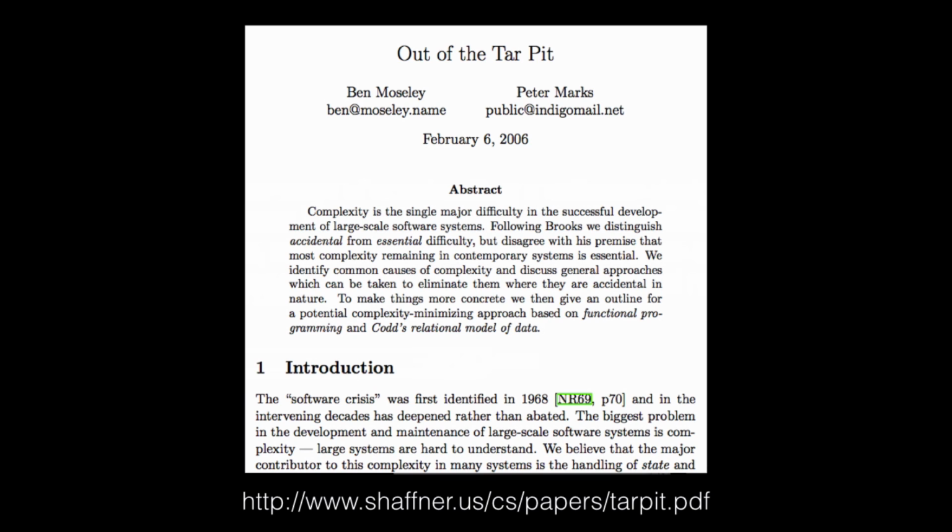This paper goes through a whole bunch of ways that we develop software and how that introduces accidental complexity, and basically comes to the conclusion that we should do functional programming for most of our code as much as possible, and use Codd's relational model of data. Meaning, if you think about a relational database, use some kind of relational data store in your program as the place in which you store your state. This makes your program a lot easier to reason about, and I think that's right.